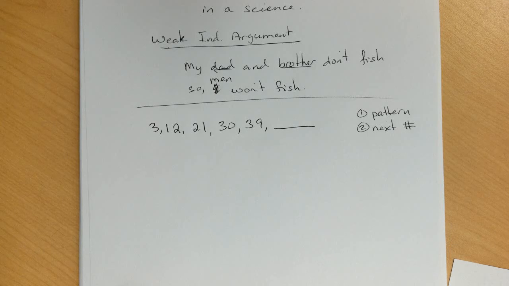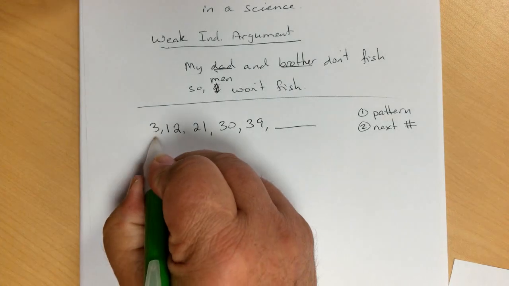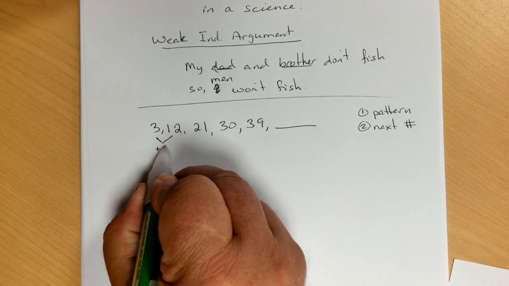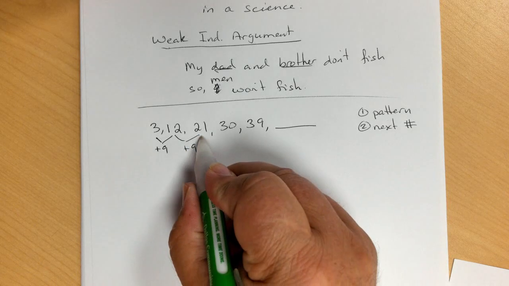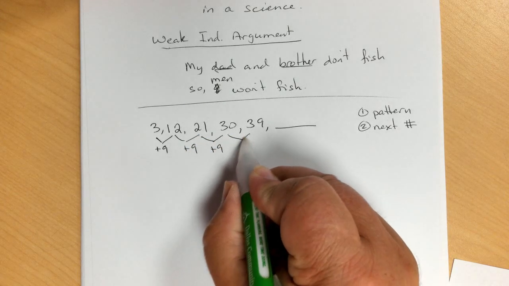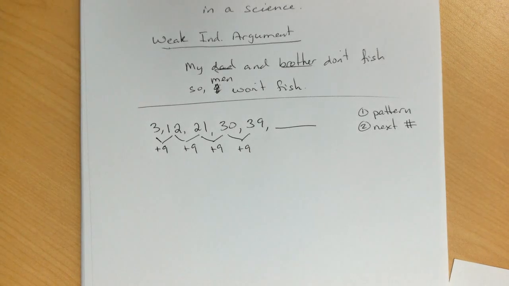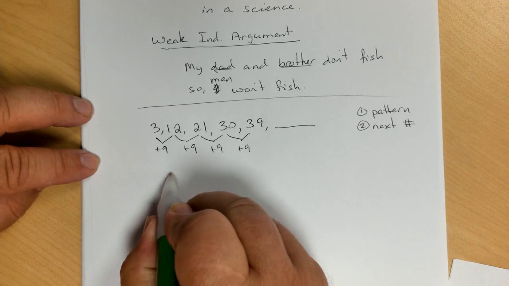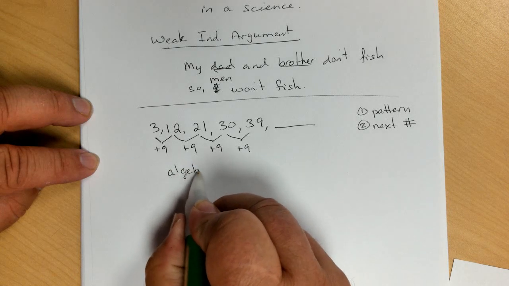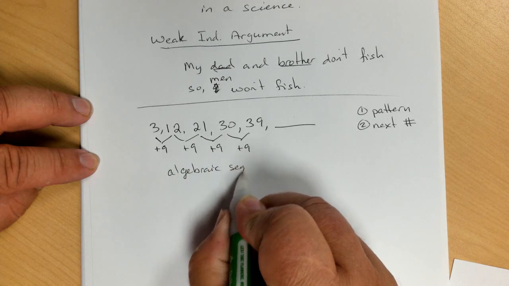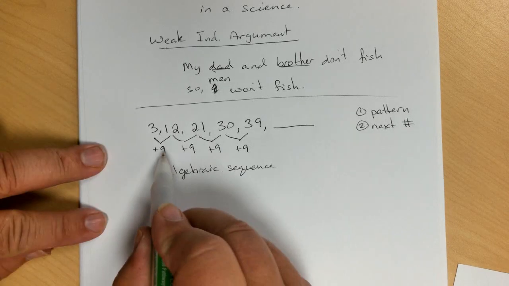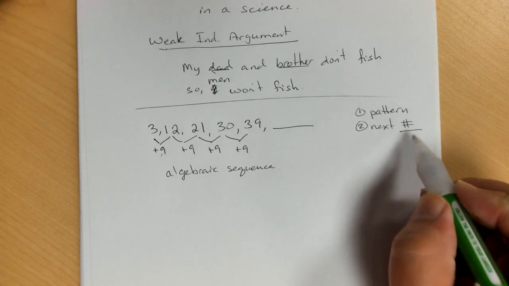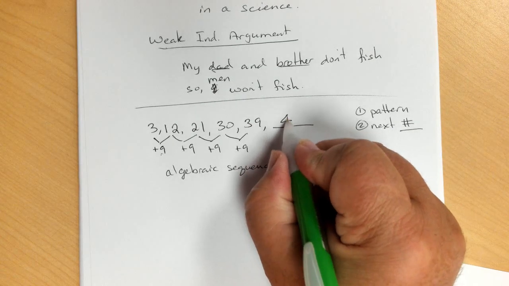We know from here to here we add 9. From here to here we add 9. From here to here we add 9. Here to here we add 9. So yes, it has a pattern. In mathematics, this is called an algebraic or arithmetic sequence, meaning that all I have to do is add to get the next number. So the next number is going to be 48.